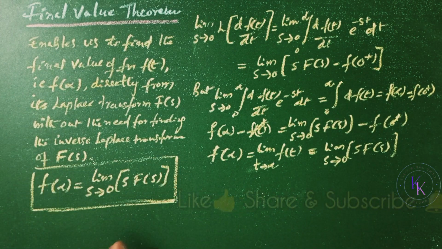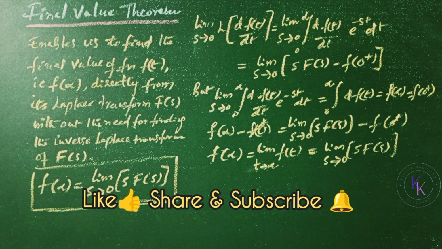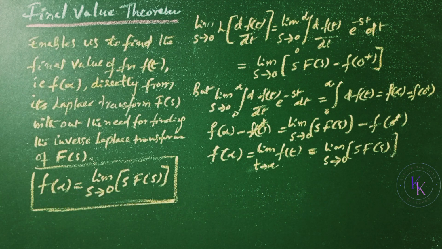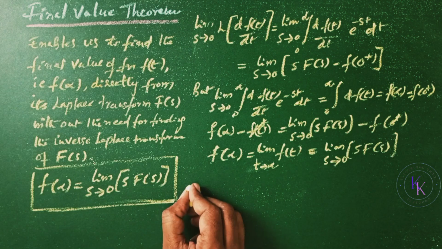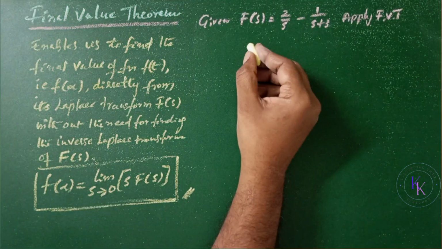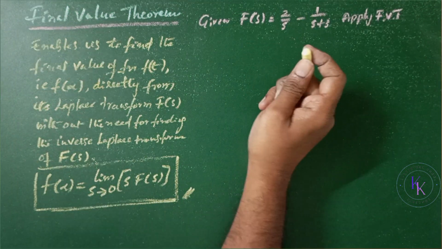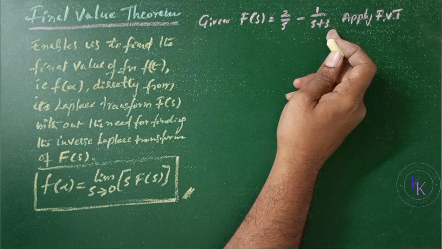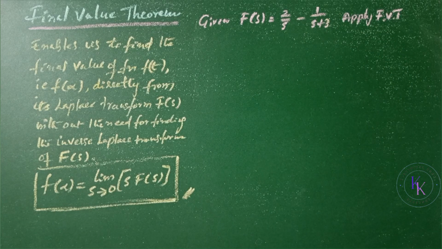This equation is the final value theorem and is useful where the transform solution of a problem is available and the needed information is about the final or steady state solution. Given the s domain function, that is F of s equals 2 by s minus 1 by s plus 3, apply the final value theorem.